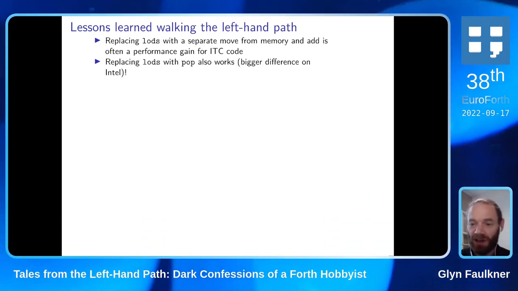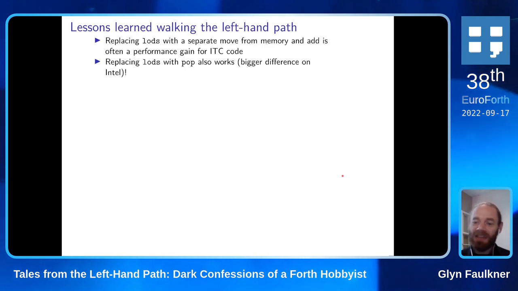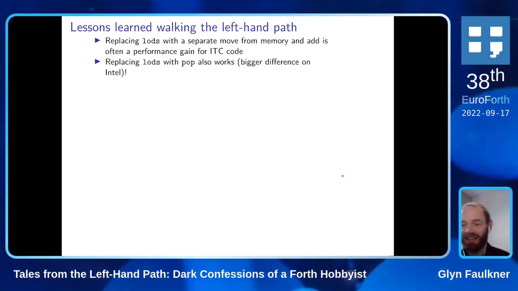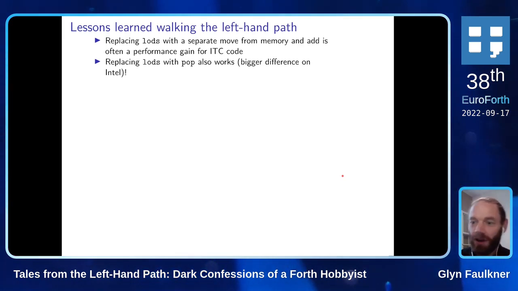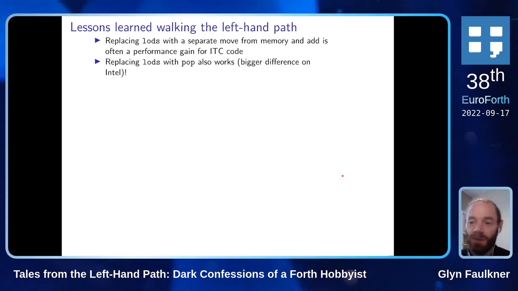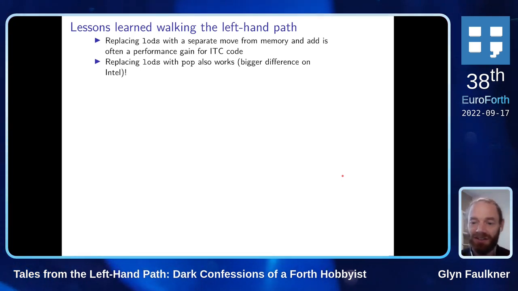What came as more of a surprise is that you can get the same benefit by using pop in your next, so popping to EAX and then doing the indirect jump on Intel will give you roughly 30% speed increase on the same benchmark. On AMD, the difference is smaller, but it's still significant. So it's more like 10% on the AMD system I have available.